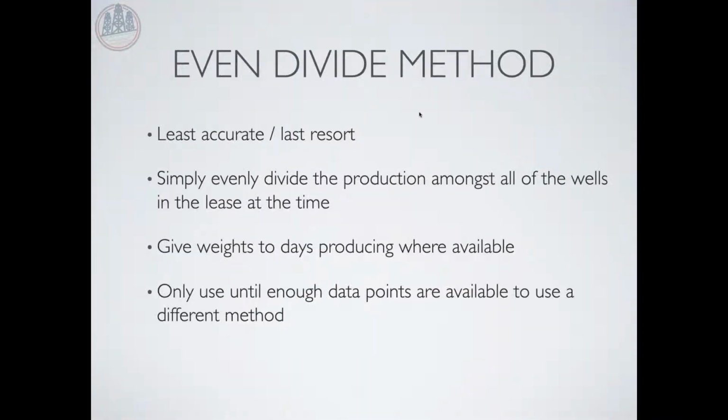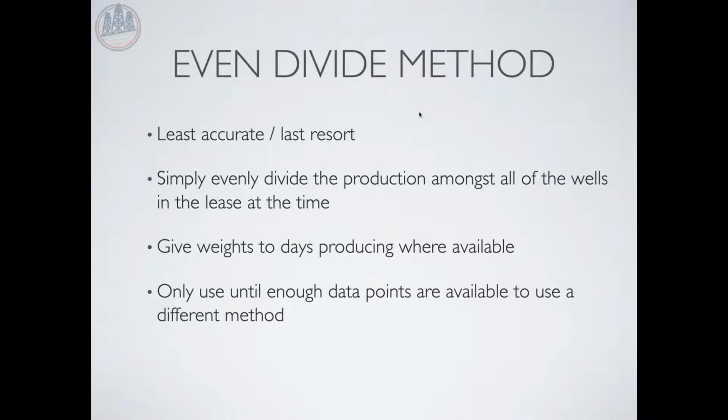And then the last option we take is an even divide method. And this is the absolute least accurate, our last resort. We basically evenly divide the production amongst all the wells active in the lease at the time. We do give weights to the days producing when we have it, but we only use this method until enough data points are available to use a different method.